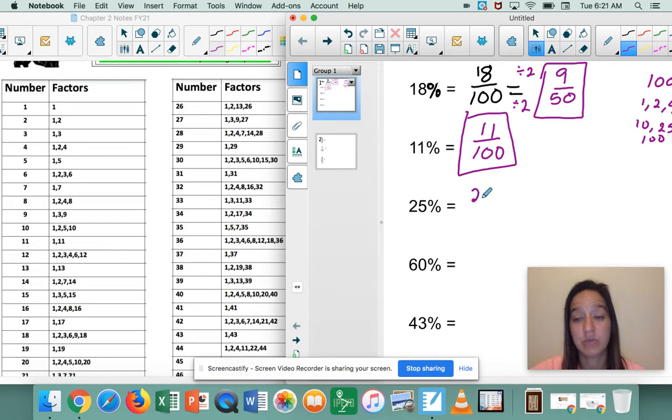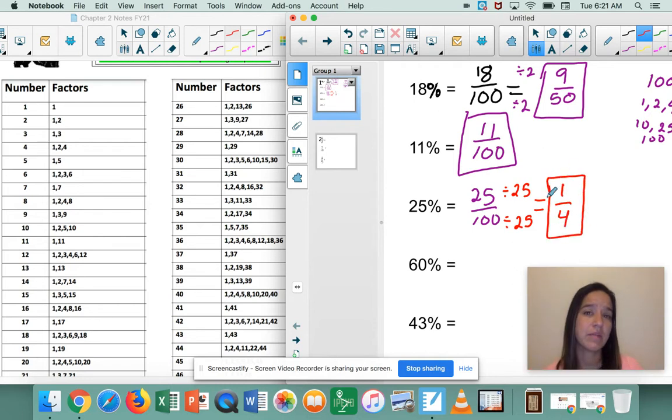25. I put 25 over 100. I look over at 25. Oh, it's actually off, but 25 has 25 as a factor. So I'm actually going to simplify it by 25. Some of you may have said 5 at this point, but I can actually simplify it by 25. And I get 1/4. Now, if I simplified it by 5, I would get the same answer. I would just have to simplify again. Okay?